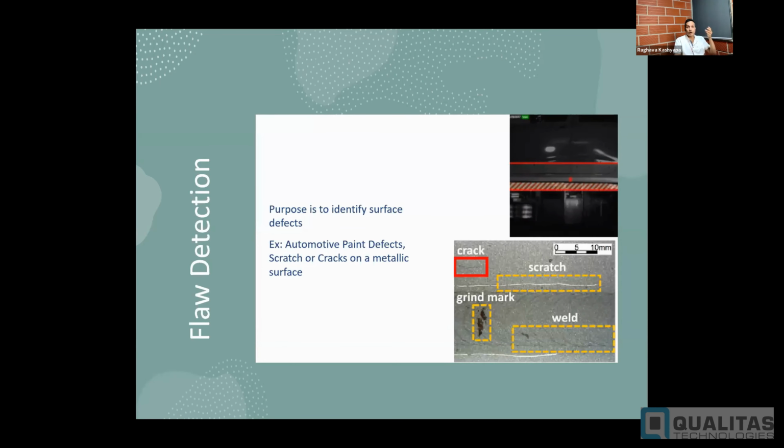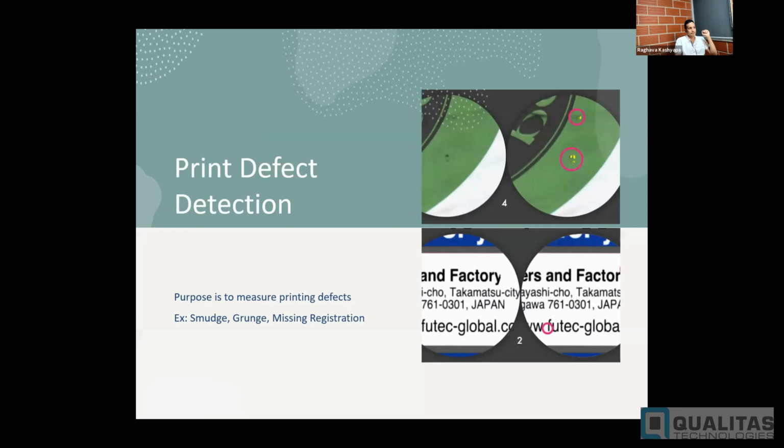A third example is flaw detection. Flaw detection, like cosmetic defects, scratches, anomalies, paint defects. So a number of such applications can be detected and identified using machine vision.